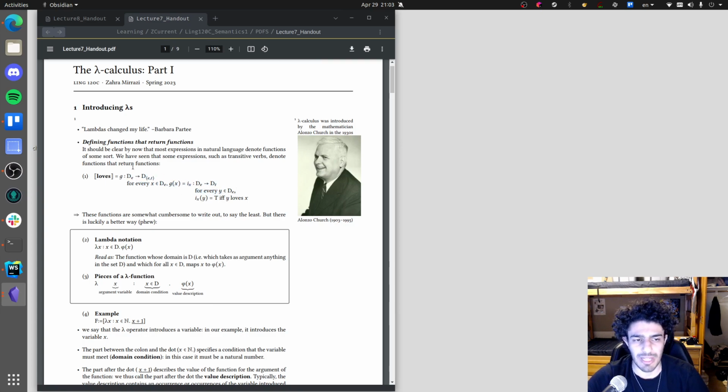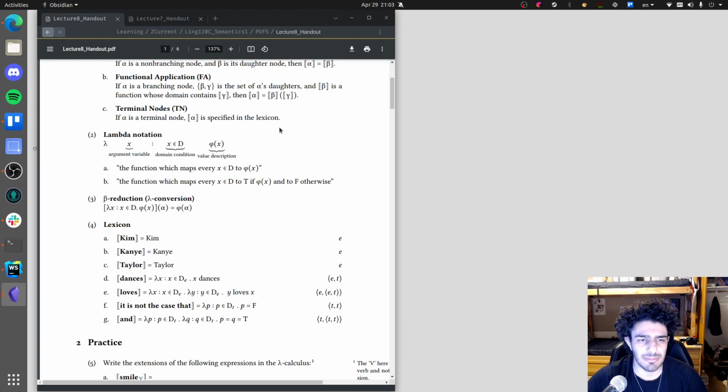We have our domains, and it's a nested function in that this returns a function, and this function returns a truth value. You can see how cumbersome it is to read, and the objective is that we want to simplify this. I like some of the examples on here.